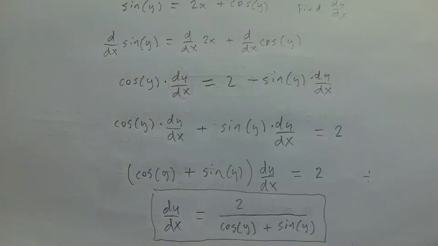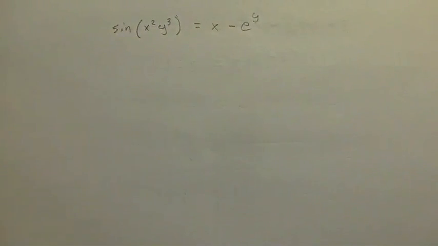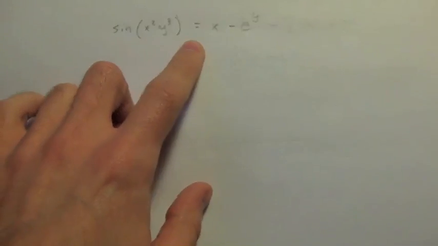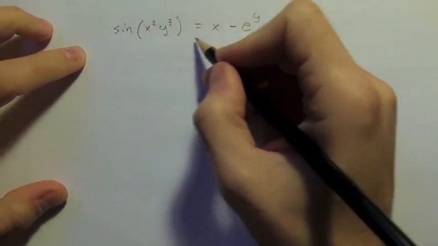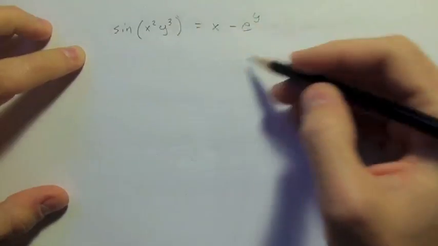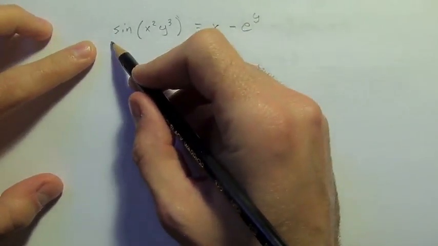Okay. All right, let's look at the next example. Next example, a little more difficult this time. Let's say I have sine of x squared y cubed is equal to x minus e to the y. So what we're going to do here is go ahead and take the derivative of everything. Now I'm not going to write the whole d over dx for everything. We're just going to go straight to it.